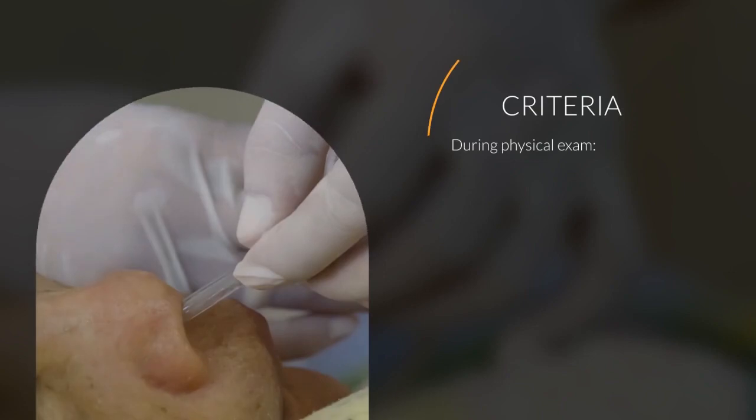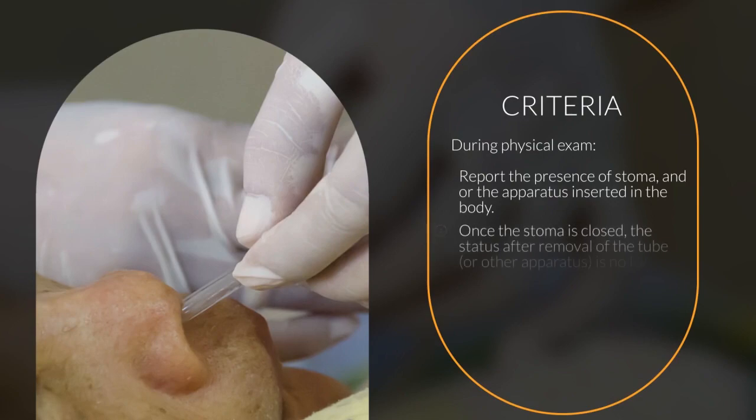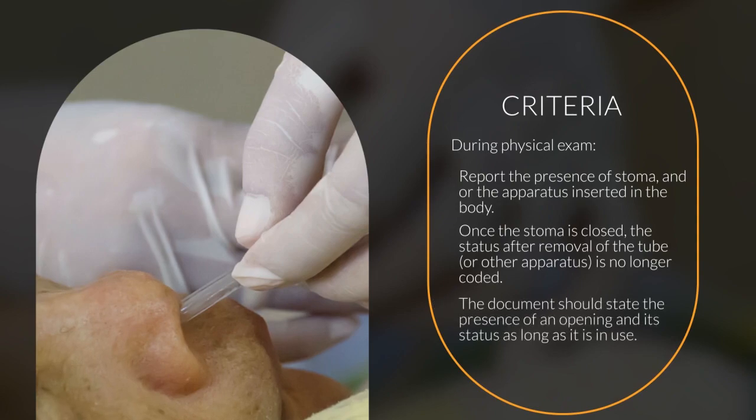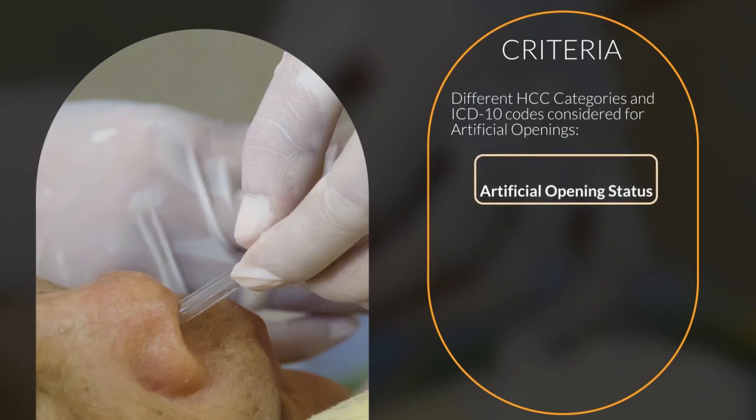During the physical examination of the patient, report the presence of stoma and/or the apparatus inserted in the body. However, once the stoma is closed, the status after removal of the tube or other apparatus is no longer coded. The document should state the presence of an opening and its status as long as it is in use. Let's look at the different HCC categories and ICD-10 codes considered for artificial openings.